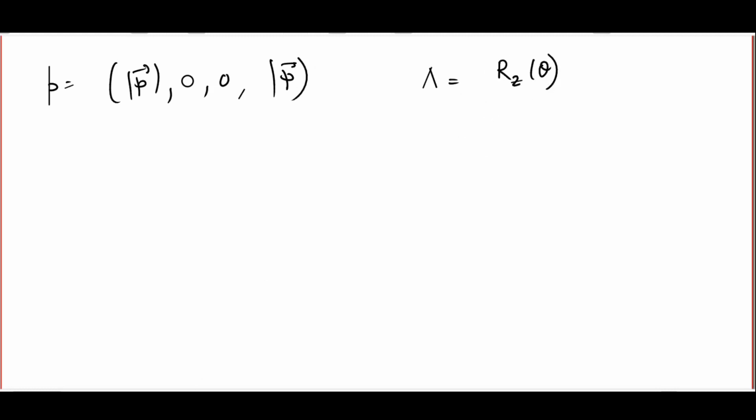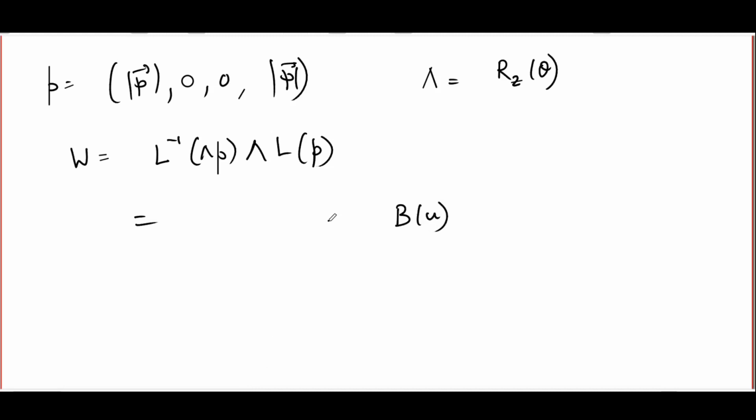Now let us consider another situation. Again, our initial 4 momentum will be mod p, 0, 0, mod p. But the Lorentz transformation that I'm going to talk about is simply a rotation R_z of theta. So now what is W? W is L inverse of lambda p, lambda, L of p of course. But for this specific example, L of p will simply be B of u. Lambda is this rotation R_z of theta.